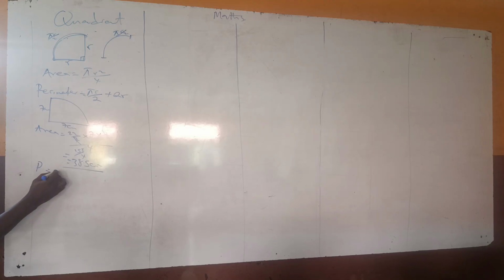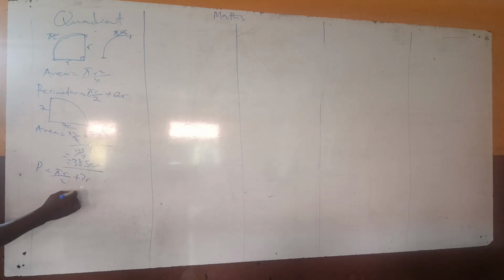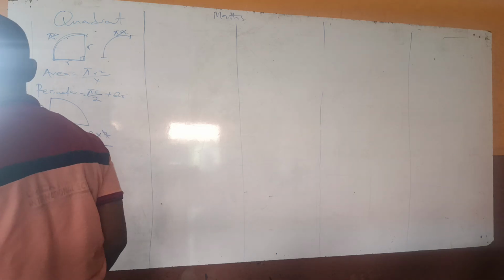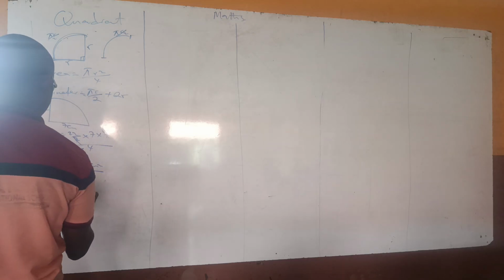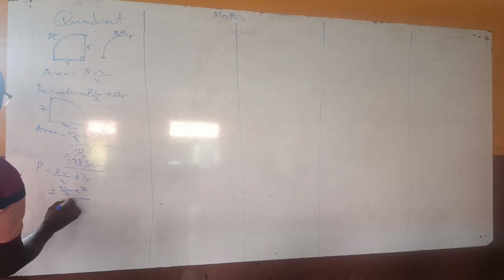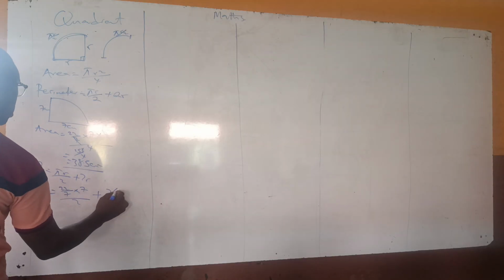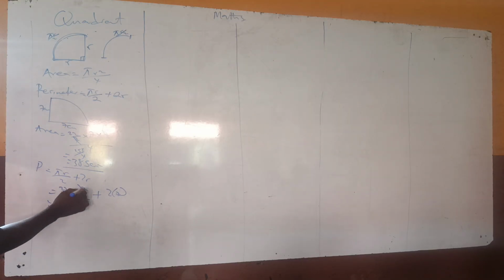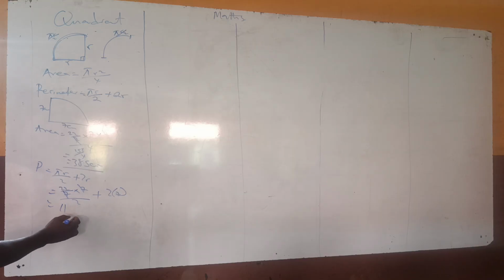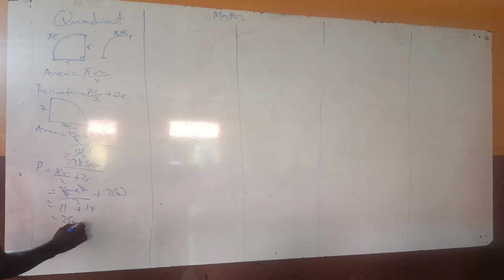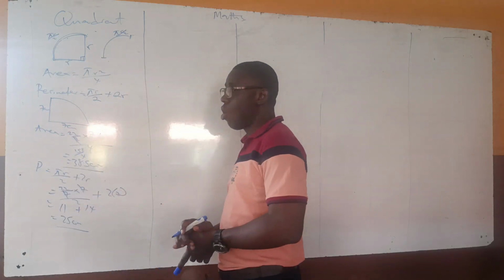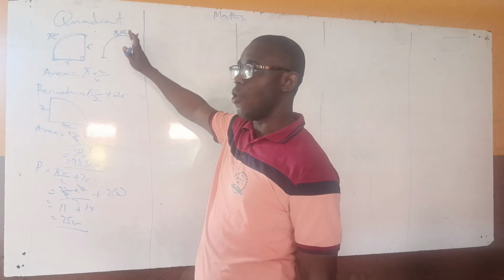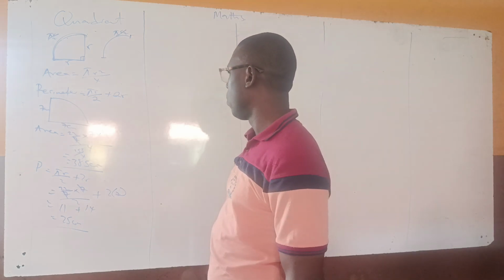And your perimeter is what? Pi r over 2 plus what? 2r. And that gives what? 22 over 7 times 7 over 2 plus 2 times what? 7. So you have what here? 11 plus what? 14. That's what? 25 centimeter. So that's the formula for the quadrant, the exam code.